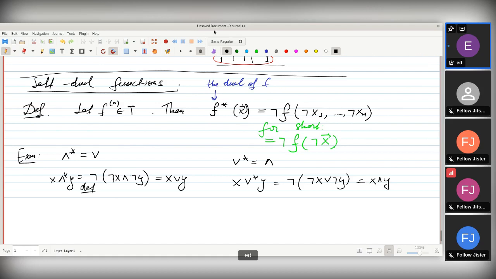And what is the dual of negation? What do you think? What is it? This function, by definition, if we apply this function to x, we would obtain not of not x. Do you agree? According to this equation.